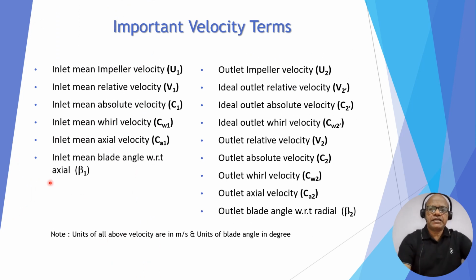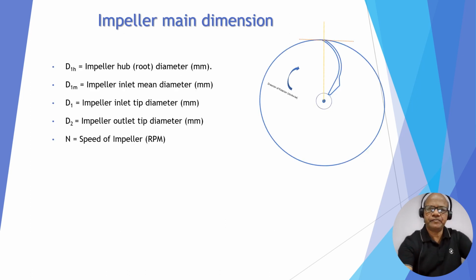This is the inlet velocity triangle, and this is the outlet velocity triangle. The one with dash is shown for the ideal case, and the one without dash is considered for the actual case of the outlet velocity triangle. Velocities are measured in meters per second, and the blade angle is in degrees.